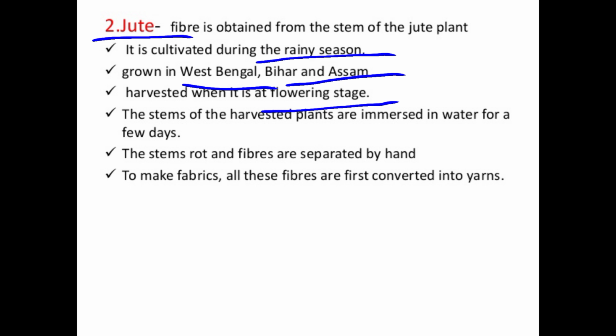fibers are obtained. The stems of harvested plants are immersed in water for a few days. First when we cut these plants down, they are immersed in water, so that the fibers absorb water and are then easily extracted from the stems. The stems rot and fibers are separated by hand. What happens after immersing them in water? The stems rot, they disintegrate, they decompose, and the fibers are then separated by hand easily.